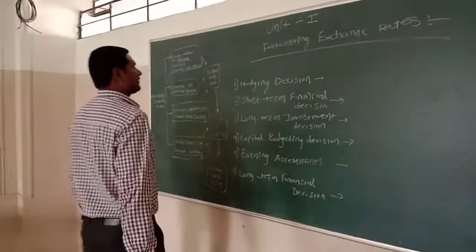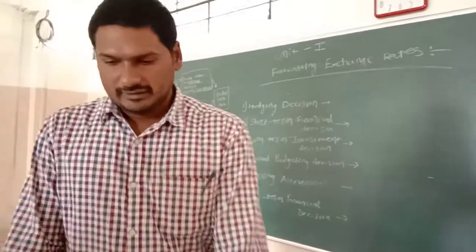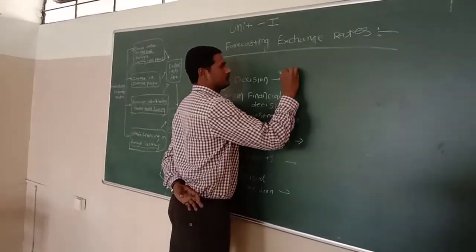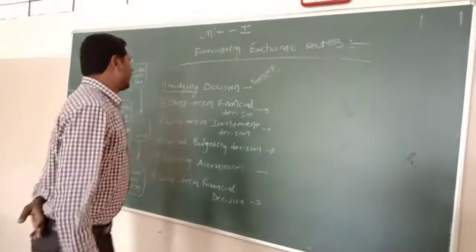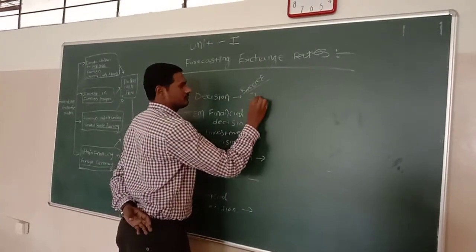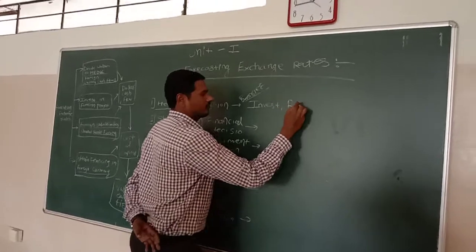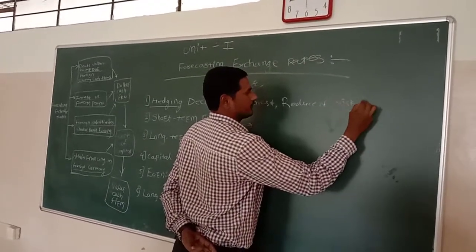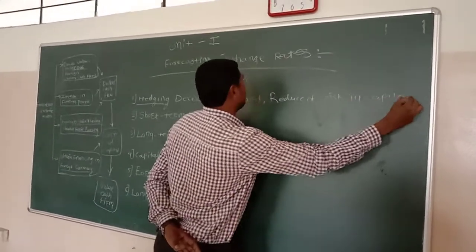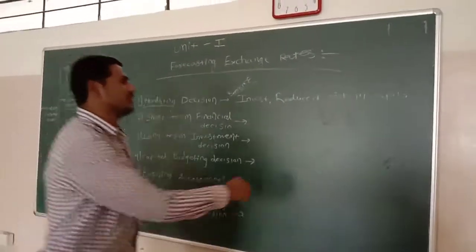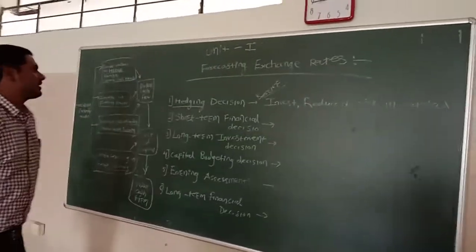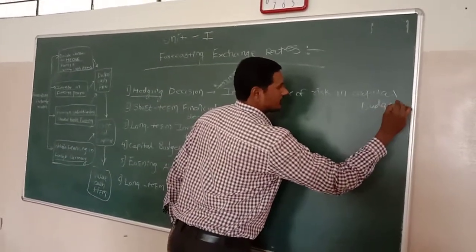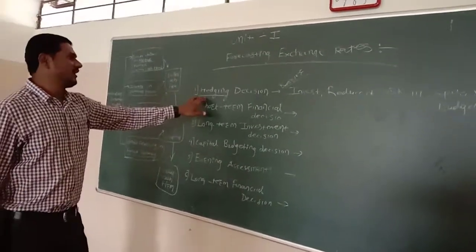Firstly, hedging decision. What is the hedging decision? Hedging is a barrier. You can understand hedging in investment: it reduces risk, in capital, reduces risks in capitals. So when you forecast the hedging decisions, you can put a barrier on the investment, reduce the risk, and implement capital budgeting very effectively.